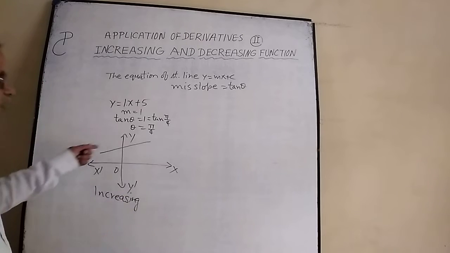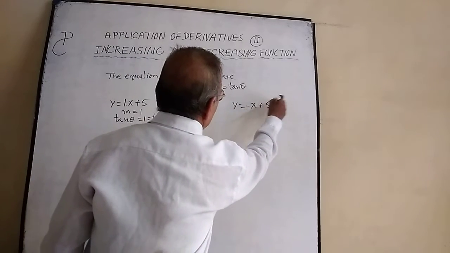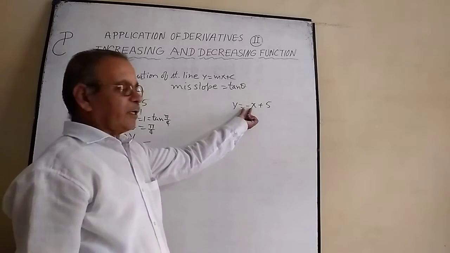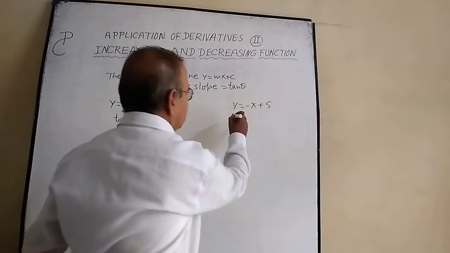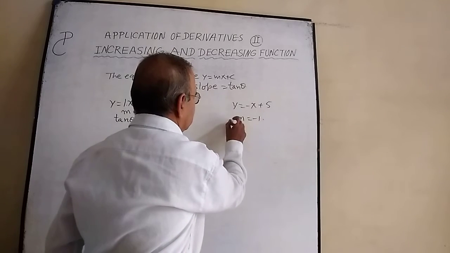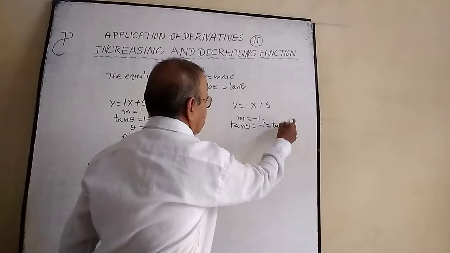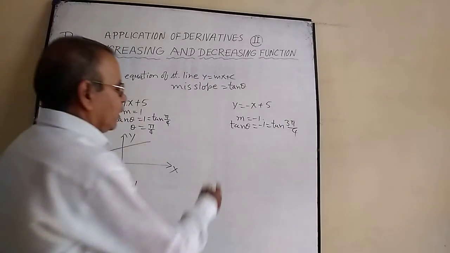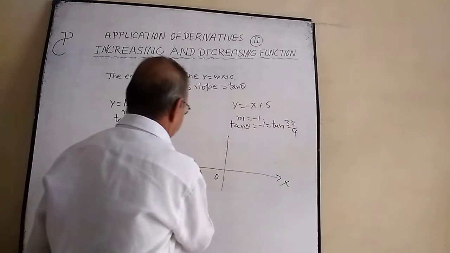The value is increasing. Now another case I have taken: minus x plus 5. The coefficient of x is minus, and here the coefficient is m. So m is equal to minus 1. So tan theta is equal to minus 1 means tan 3 pi by 4. And when it is 3 pi by 4, we can draw the graph just like this.